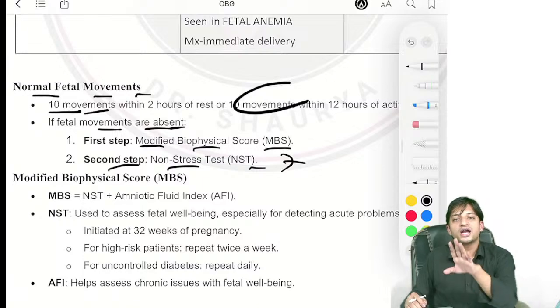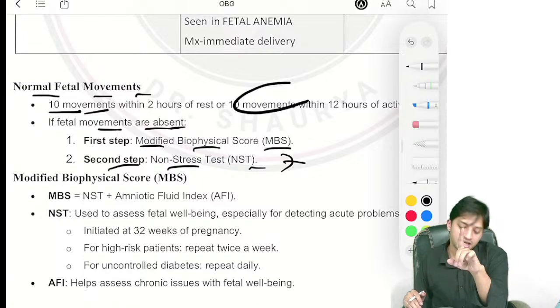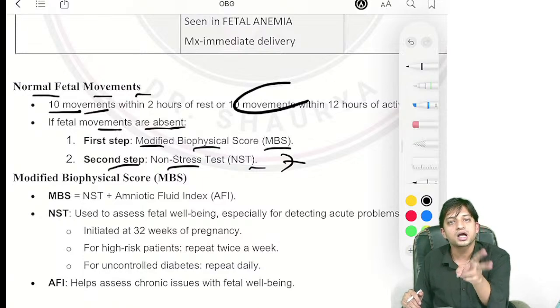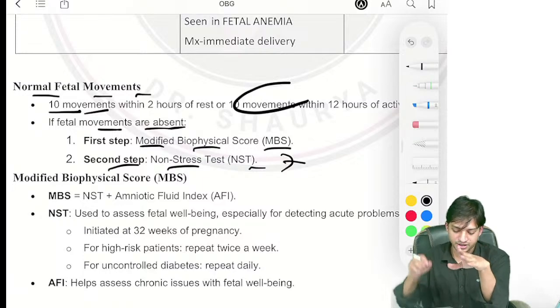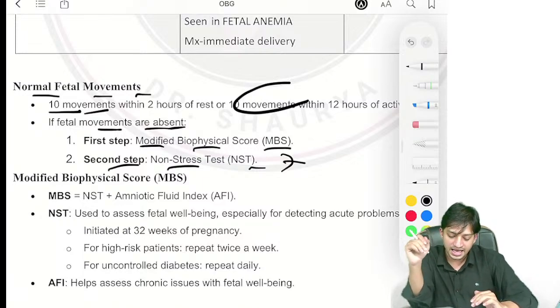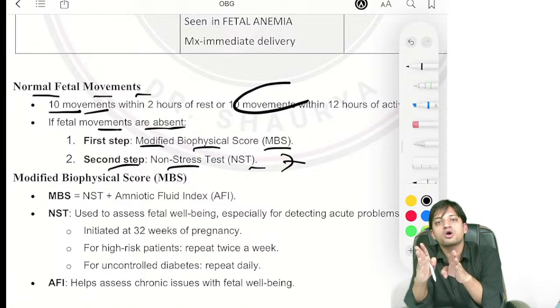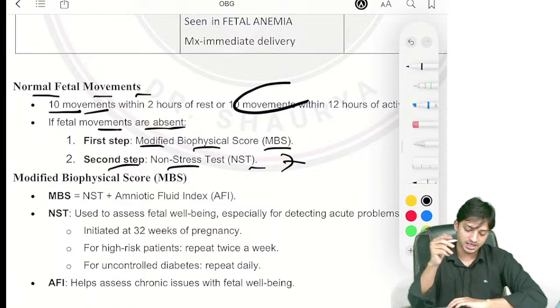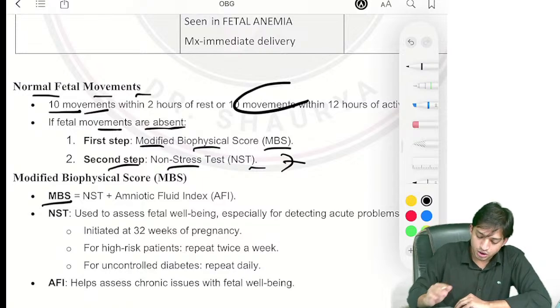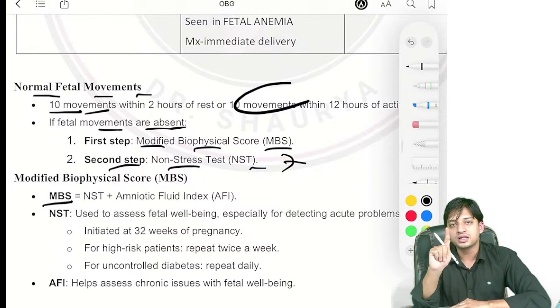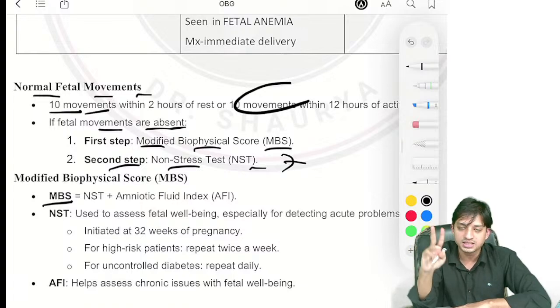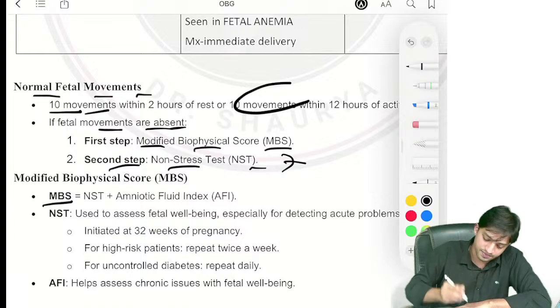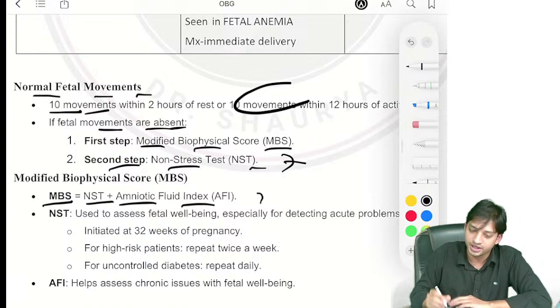ठीक है, मॉडिफाइड बायोफिजिकल स्कोरिंग क्या है? कुछ भी नहीं है, एनएसटी और एमनियोटिक फ्लूइड इंडेक्स का कॉम्बिनेशन है। समझो बात को, NST is a proper test, amniotic fluid index तुम करते हो, right? Scanning के through you check it. Now इन दोनों के combination को you take out a score, that is modified biophysical scoring, MBS, right? सो ये कब करोगे? फर्स्ट स्टेप क्या है? Whenever the mother comes and complains that there is no fetal movement, you go for first step MBS, then the second step will be NST. MBS you find NST plus amniotic fluid index, right?